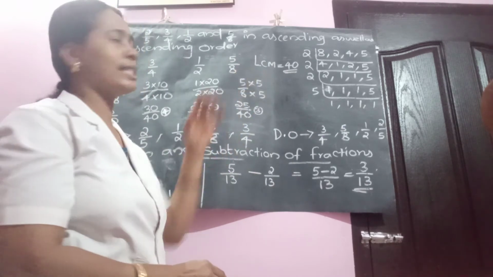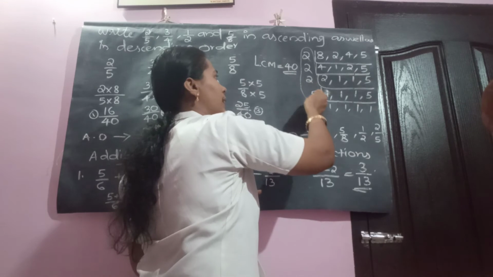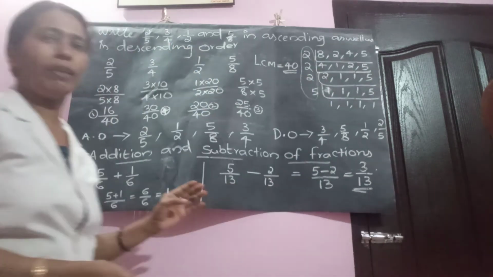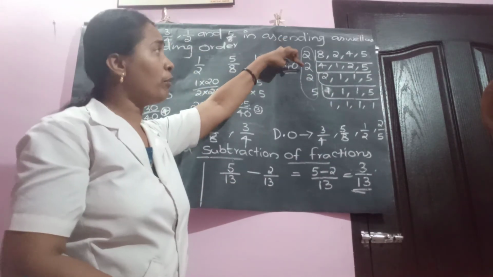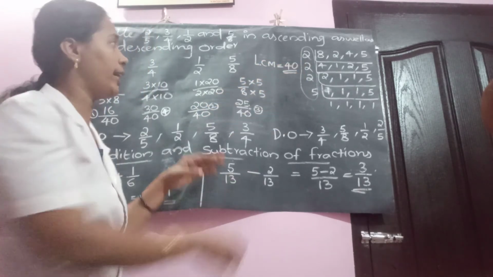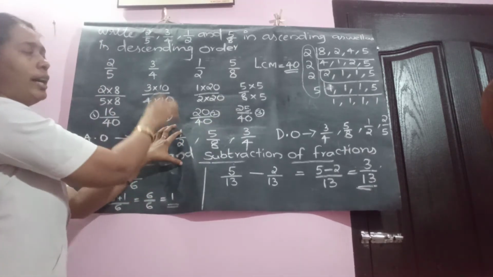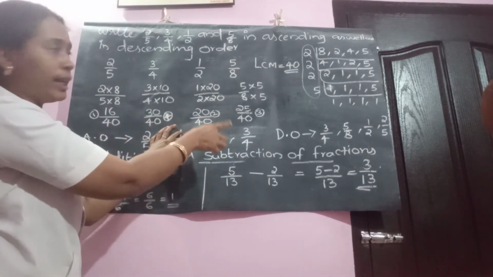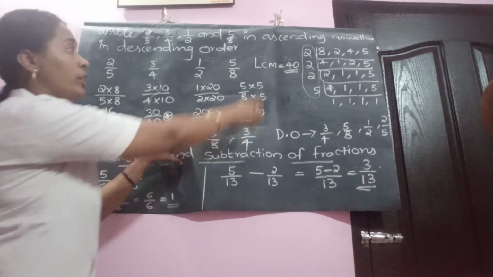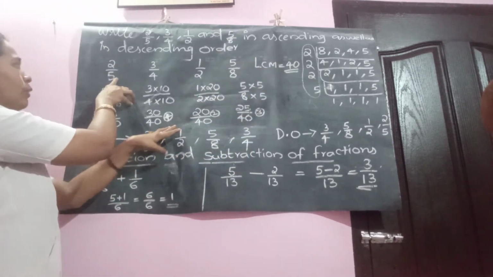Then what is our LCM now? Product of these numbers. So multiply 1 by 1. 2 2s are 4. 4 2s are 8. 8 5s are 40. 40 is our LCM. Now think about each number: each fraction is to be converted to a denominator of 40. First one is 5 given.